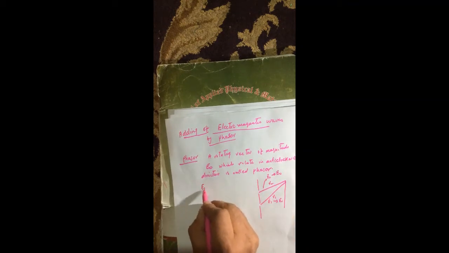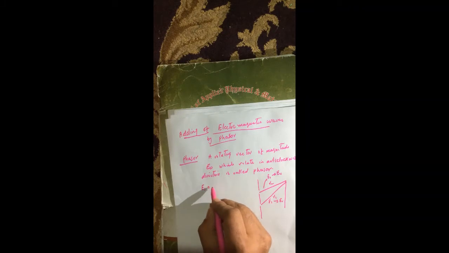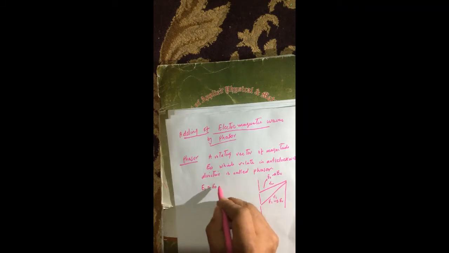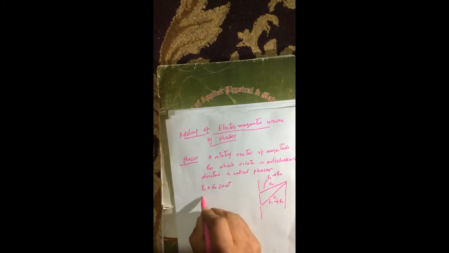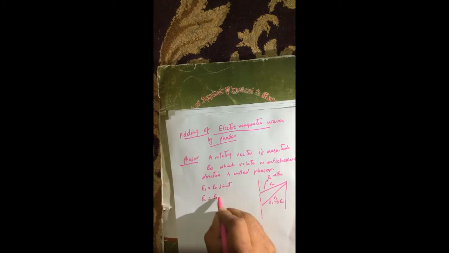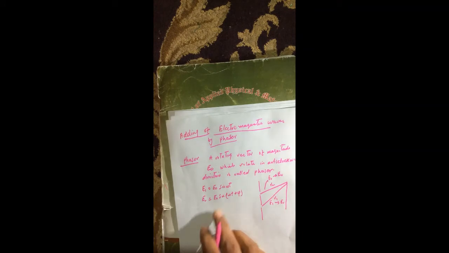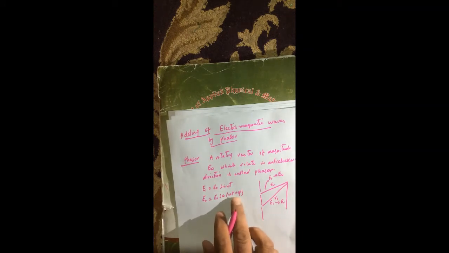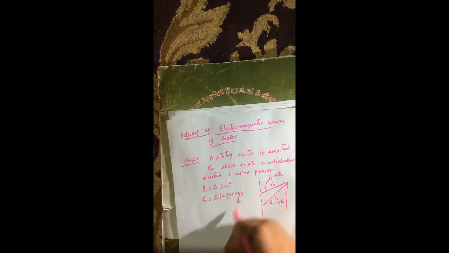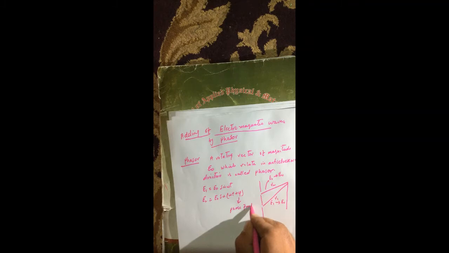This E1 is given by E naught sine omega t. And E2 is given by E naught sine omega t plus phi. These are two vectors. They have the same magnitude but they have different phase. This is called the phase difference.